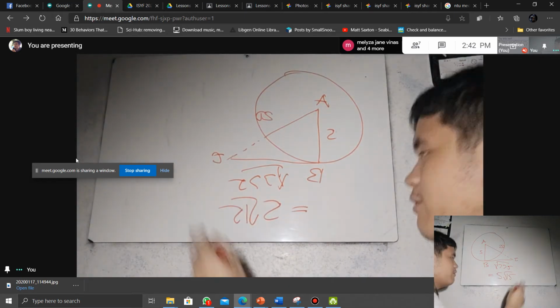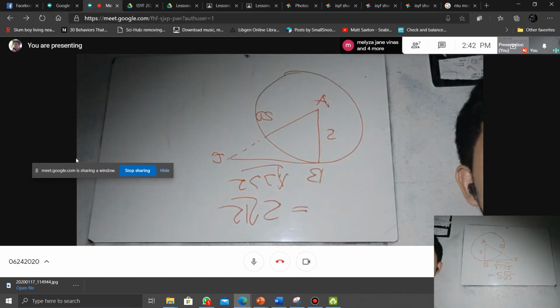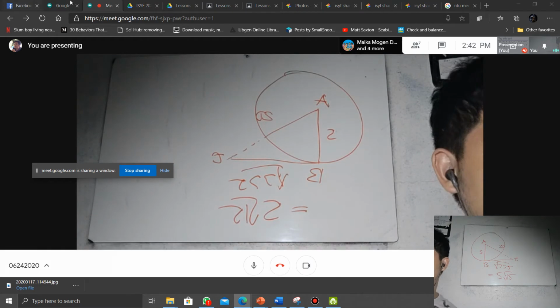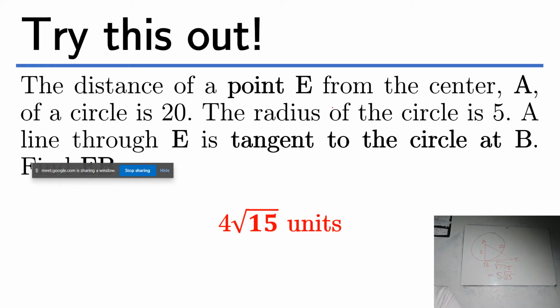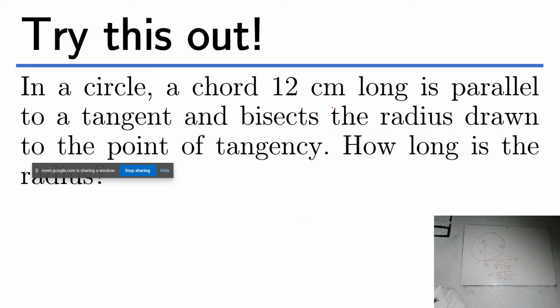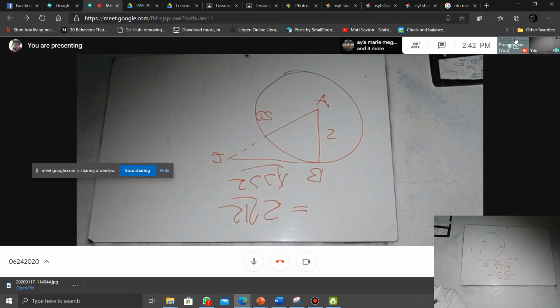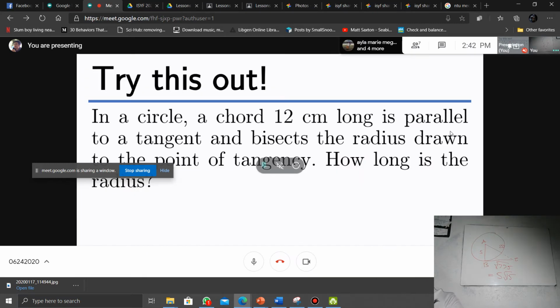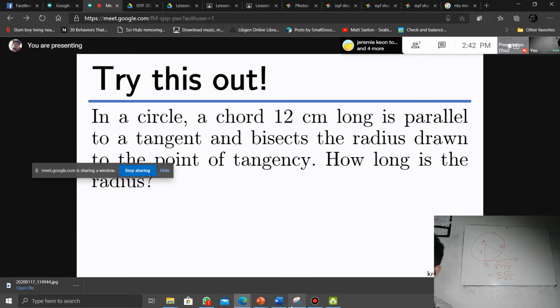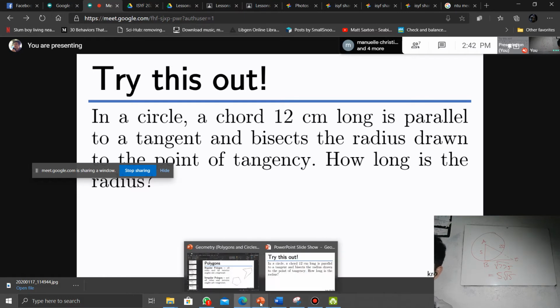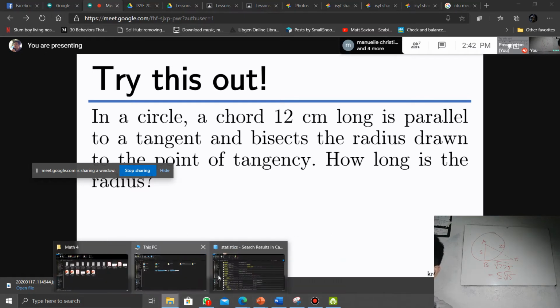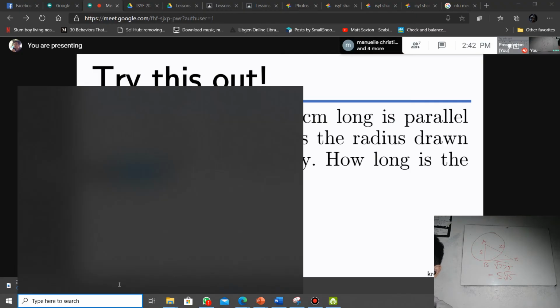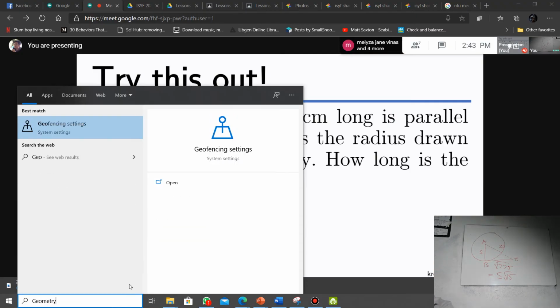Good job. Sige. Ganun ulit for 3 minutes. Ayan. 5 square root of 15. Okay. Ito naman, next problem. Three minutes.